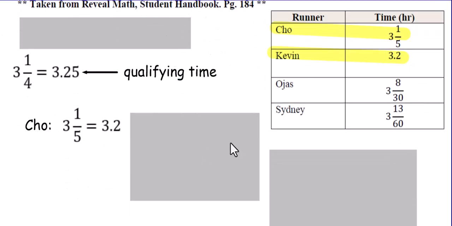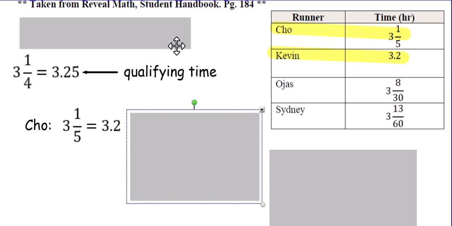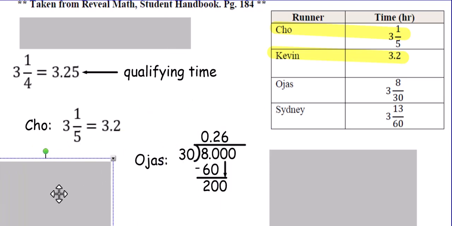So I did do some long division here. I took 8 divided by 30. Now I was able to stop once I recognized whether OHAS did or did not qualify. So we'll take a look at our work here in just a moment. Sorry, my computer's freezing up a little bit on us here. So for OHAS, I'm going to take 8 divided by 30.